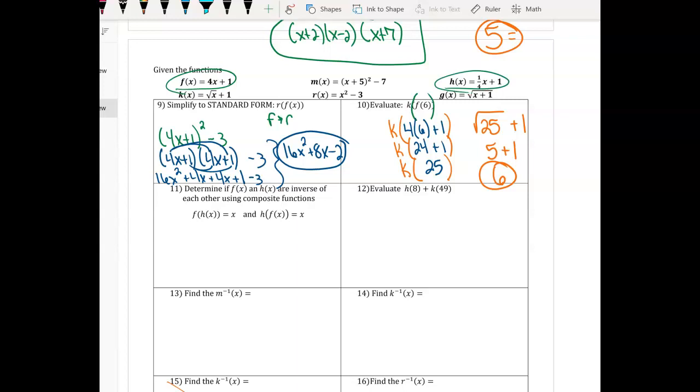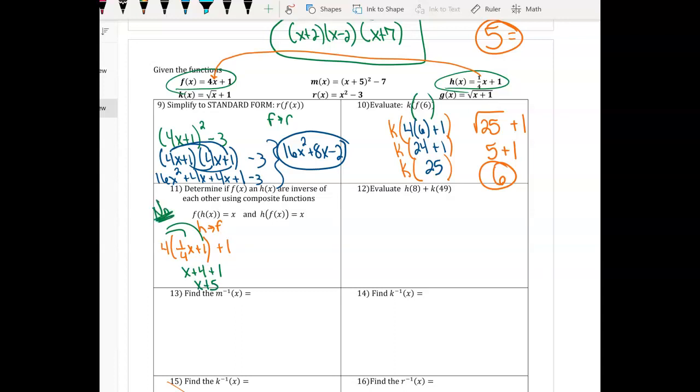So in the first situation, I will take h and put it into f. So all of this is going right there. So I'll have 4 times 1/4 x plus 1, and then another plus 1. And I want to simplify this and see if I can get to x. So I'm going to have an x plus 4 plus 1, and when I'm done, I get x plus 5. So I already know the answer is no, they are not inverses.